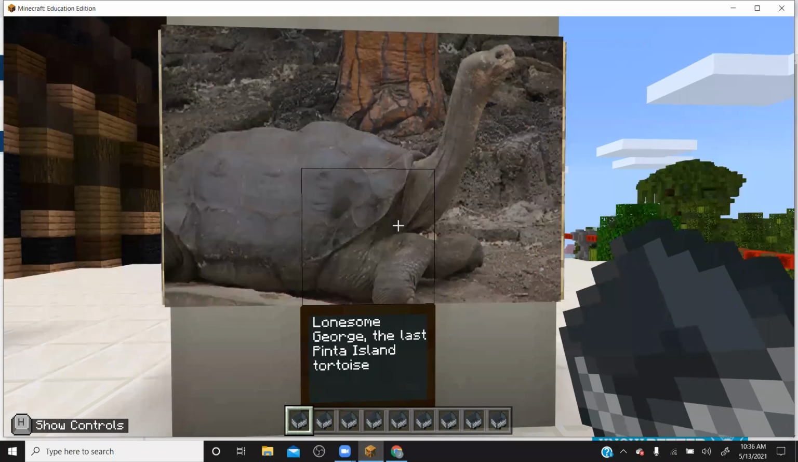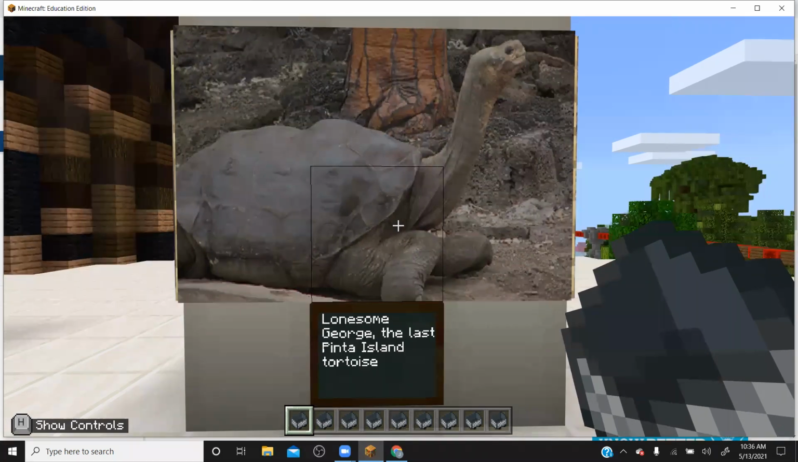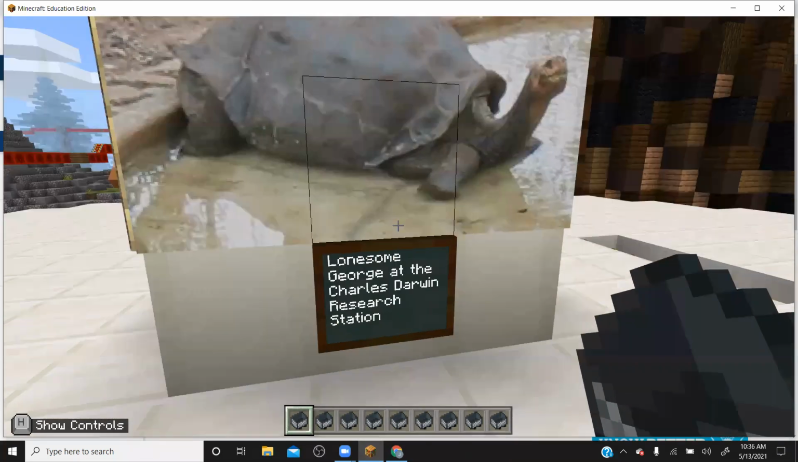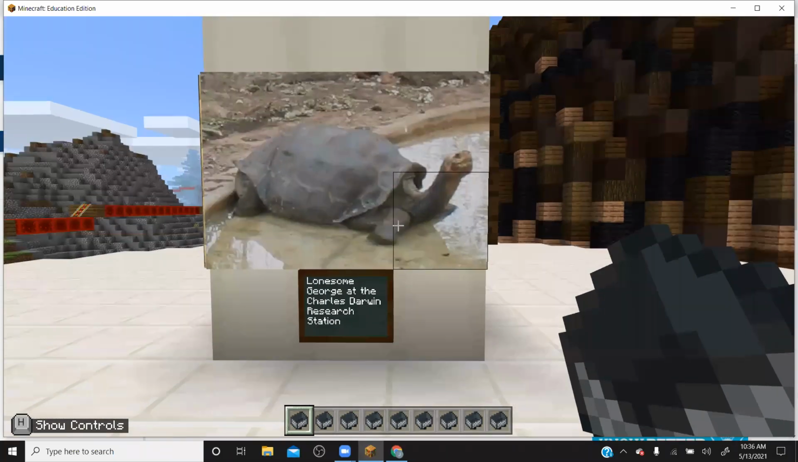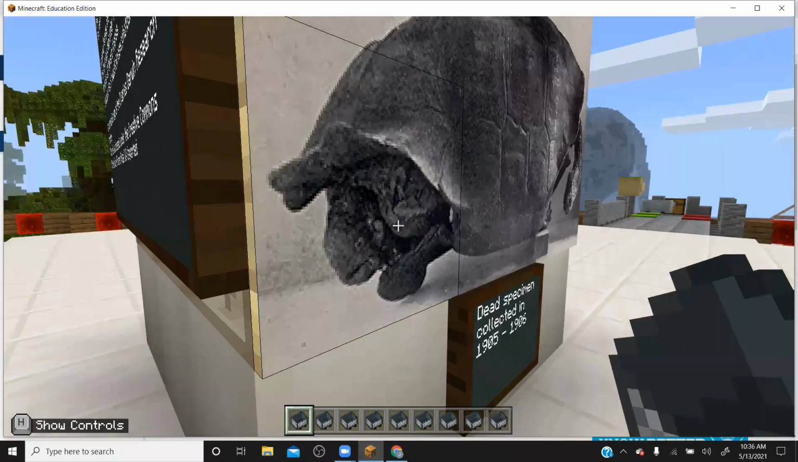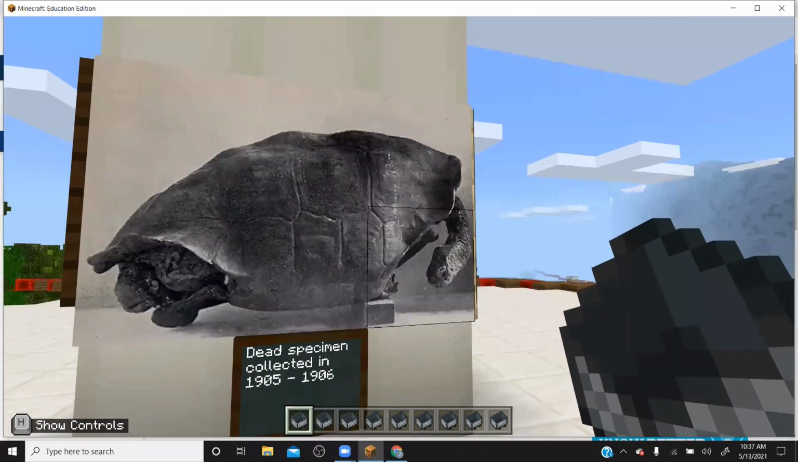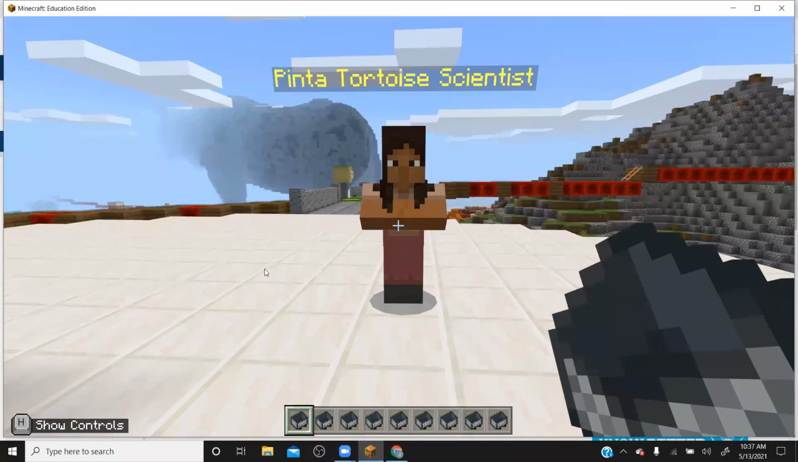This is Lonesome George, the last Pinta Island tortoise. Look at Lonesome George. And I think Lonesome George moved around. They had him in several places. Here he is at the Charles Darwin Research Station. And I think there's another picture of him somewhere else. Oh, a dead specimen. Oh, what a shame. Let's learn a little more.